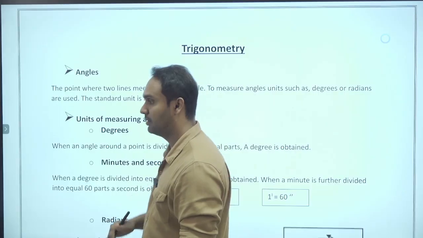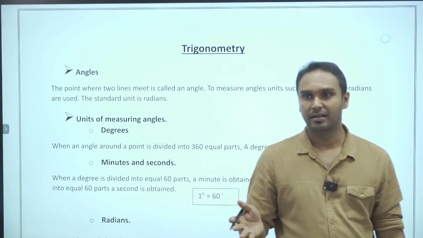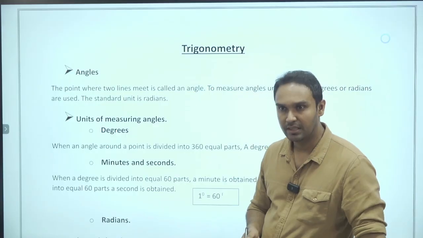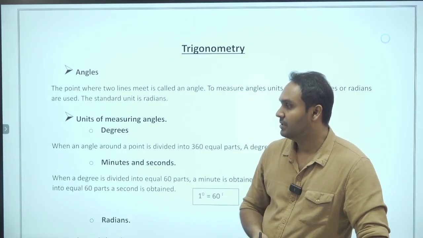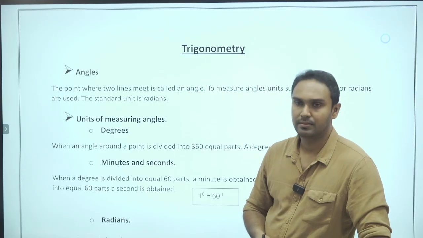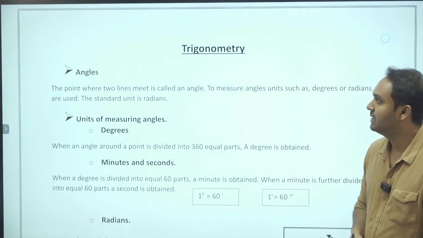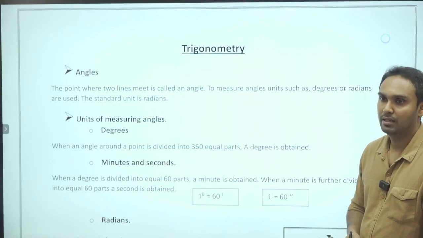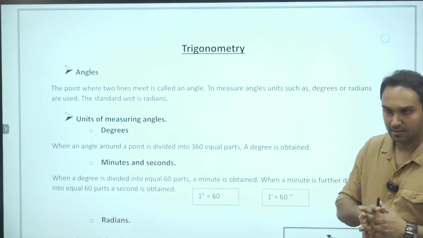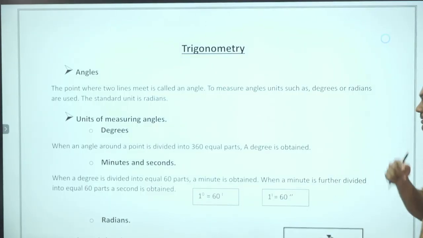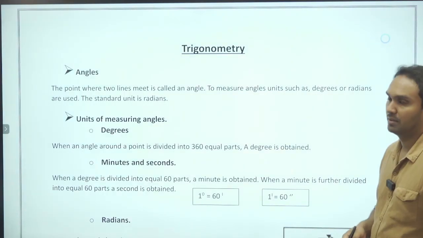Right. So under trigonometry, we will be discussing the sine and cosine values and some of the equations that come under it, right? So first we have to discuss angles. What is an angle? The point where two lines meet is called an angle. When two lines are meeting, there will be an angle in between the two lines, right? To measure angles, units such as degrees or radians are used, right?